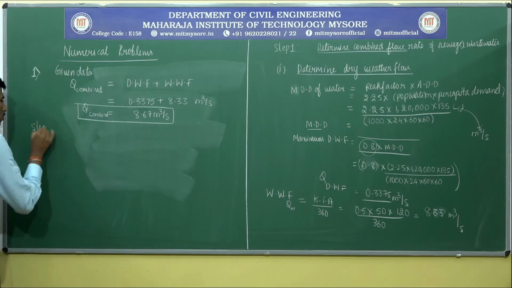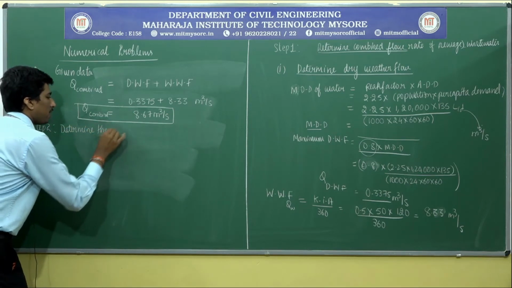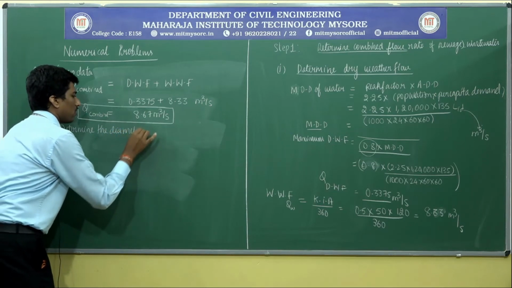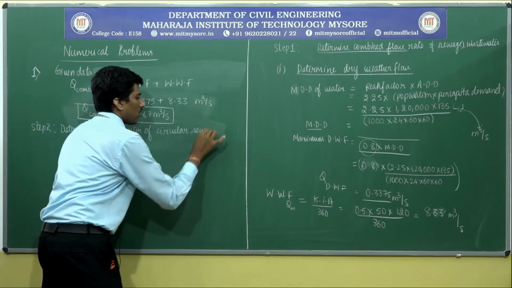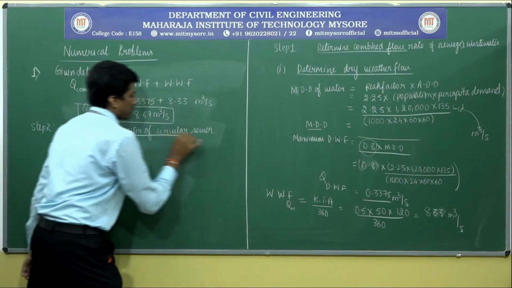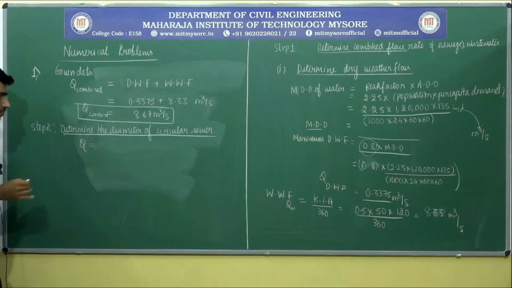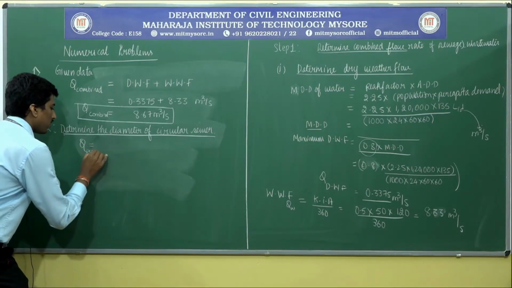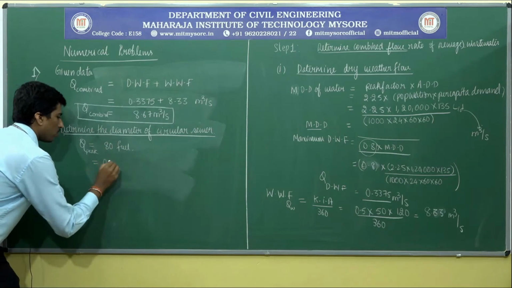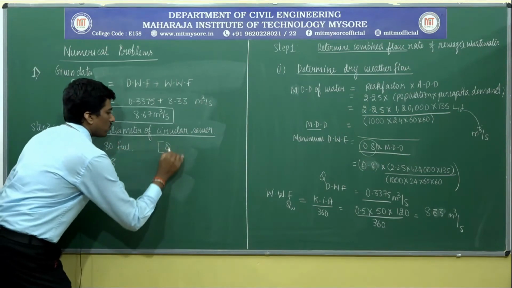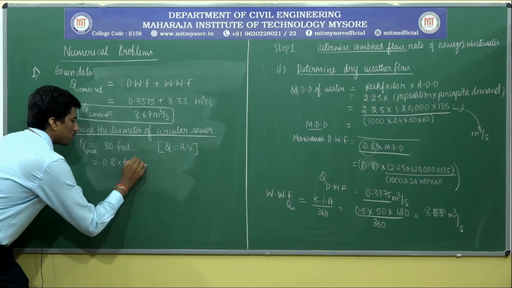Now, step 2: determine the diameter of the circular sewer. Whatever the discharge taken, the peak is running at 80% of full conditions, that is equal to 0.8. We know from the continuity equation that Q is equal to A into V. Substituting here, that is 0.8 into A into V.